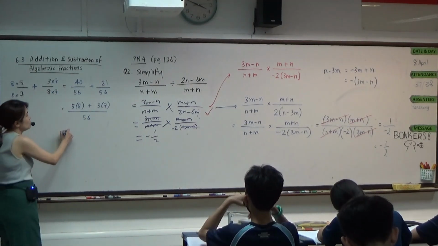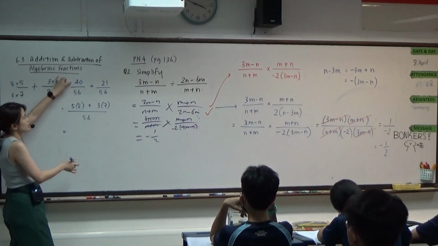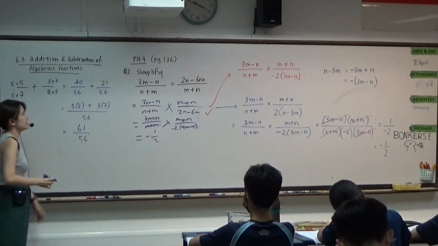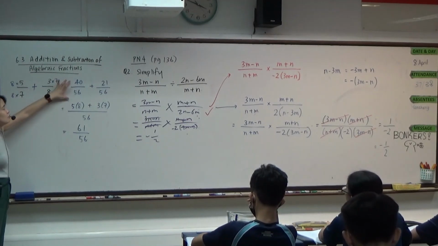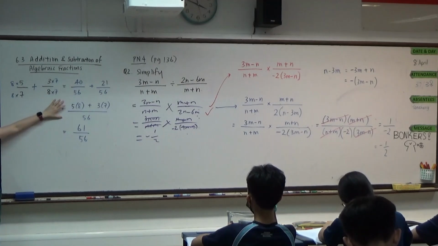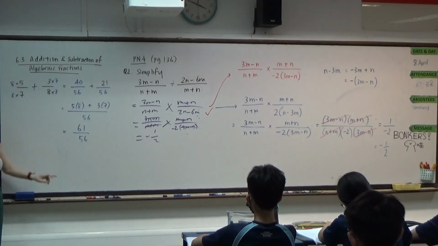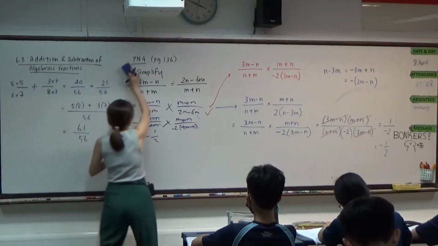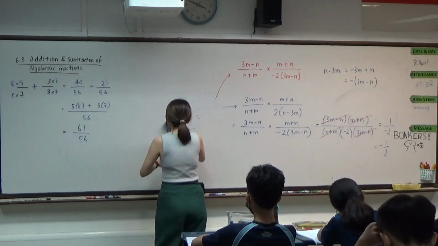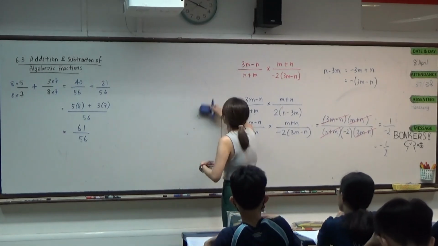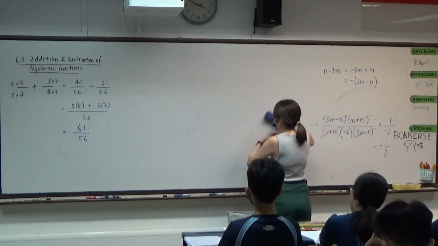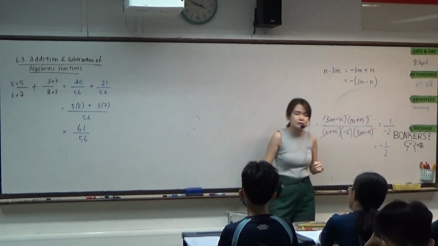But usually from this stage, what we'll do next, 40 plus 21, that's 61 over 56. So numerically, we will move from here to here. I'm just writing this additional step for us to be clear about how we make it into a single fraction. The same will apply even if it's subtraction. So I will not do the same set of working for subtraction. It's just a change of operation, but the answer will be slightly different.